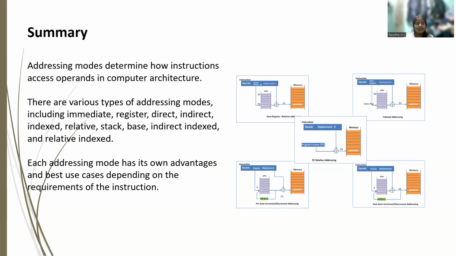In summary, addressing mode determines how the instruction accesses the operands in a computer architecture. There are various types of addressing modes, including immediate, register, direct, indirect, index, relative, stack, base, indirect indexed, and relative indexed. Each addressing mode has its own advantages and best use cases depending on the requirements of the instructions.